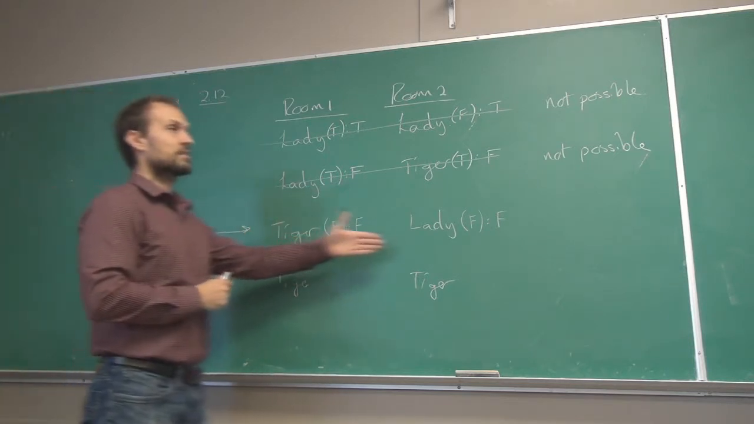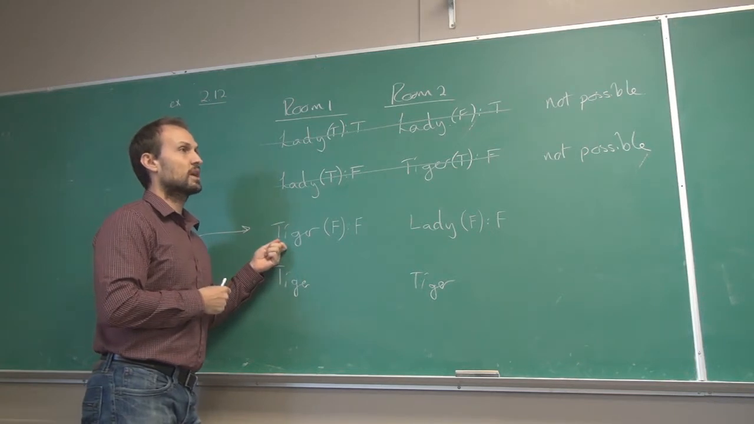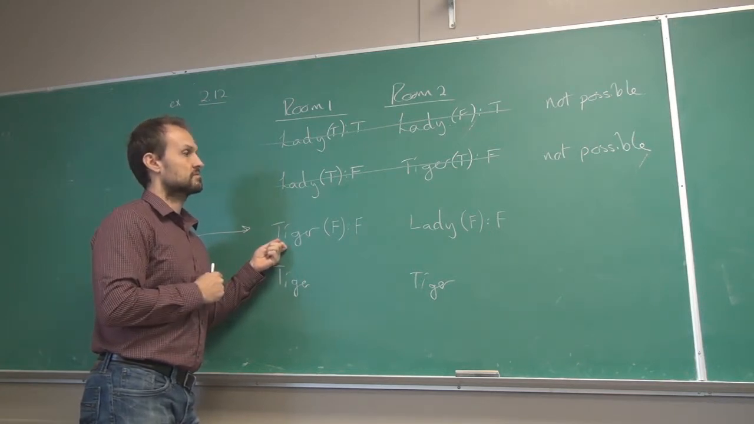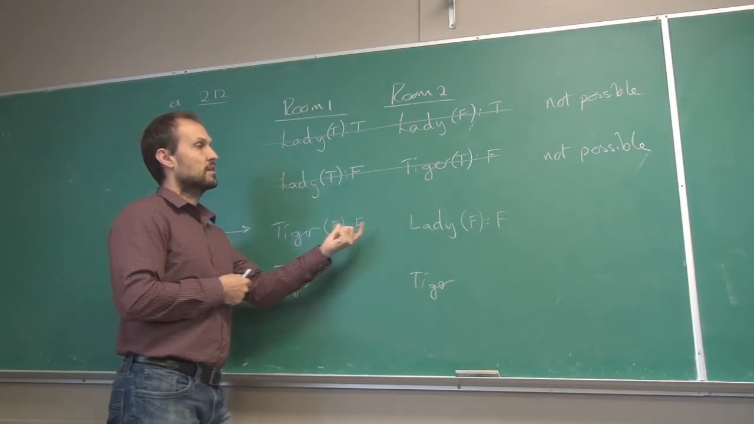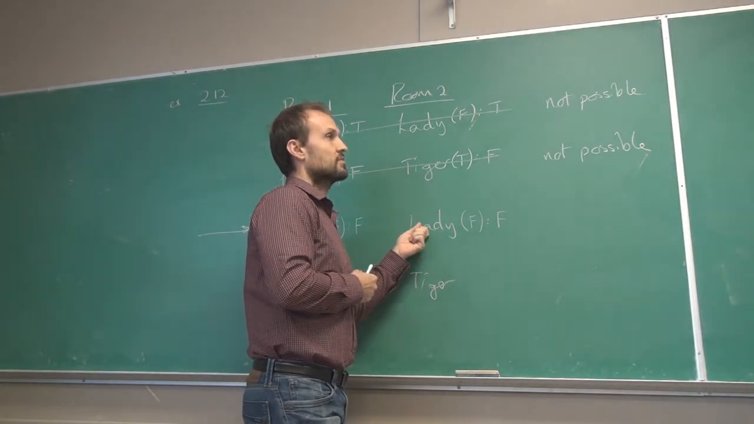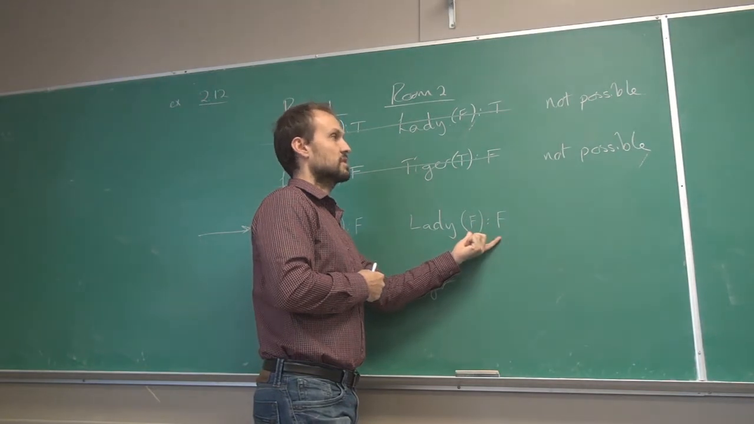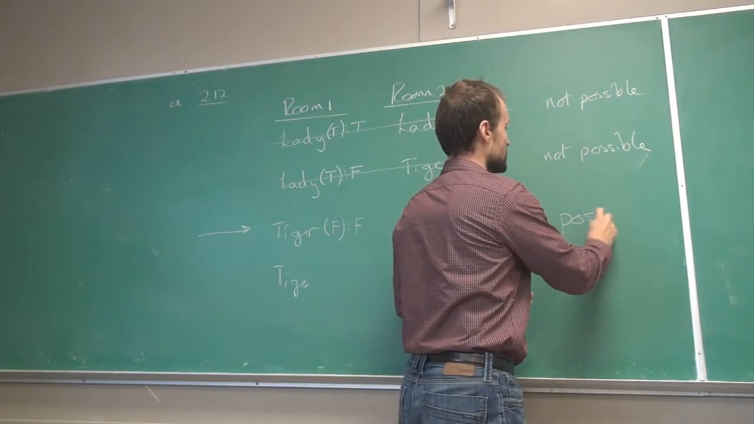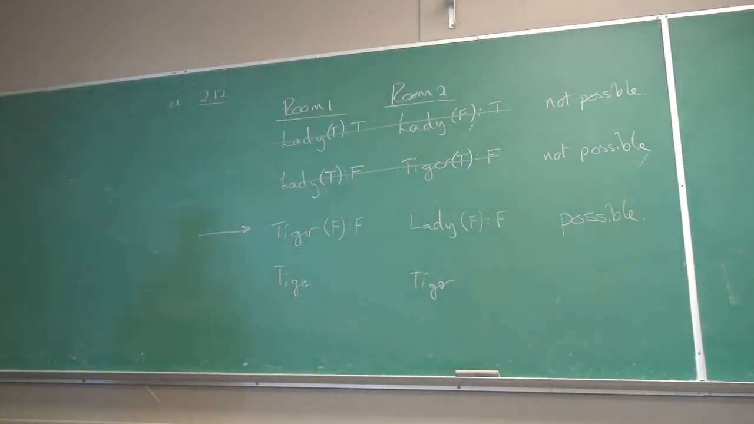If I consider a tiger in room 1, the king says the sign is false. The sign is false, so it matches what the king said. Now I consider a lady in room 2. The king said, if there's a lady in room 2, the sign is false. The sign is false, so it matches again. So it is very much possible. Nothing contradicts what the king is saying. There is nothing that tells me that can't happen. It could be what's happening.